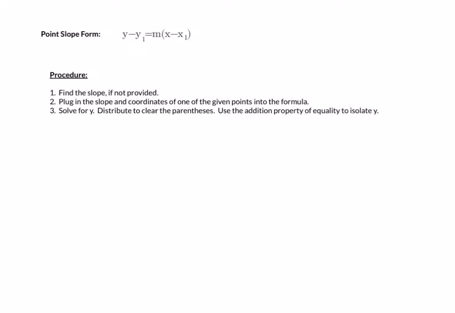So point-slope form is the equation y minus y1 equals m times x minus x1, where m is our slope and (x1, y1) is any point on the line. Now we're going to look at two different types of problems involving point-slope form. The first one is just basic information if you're given a slope and a point.